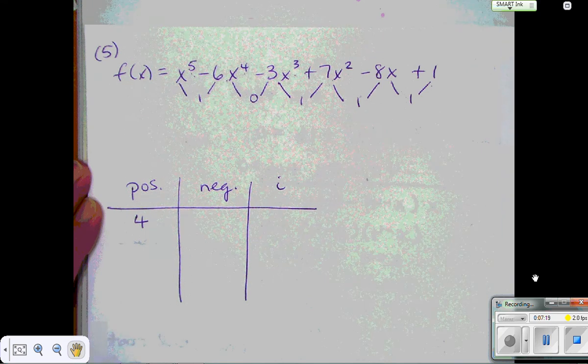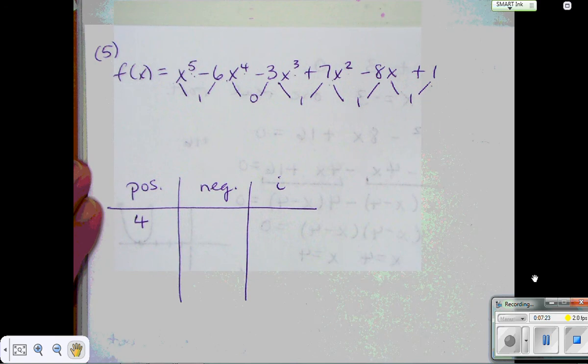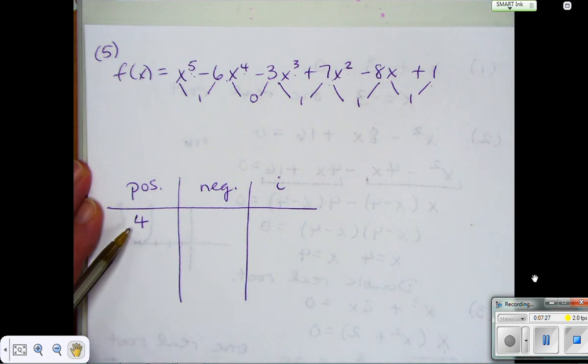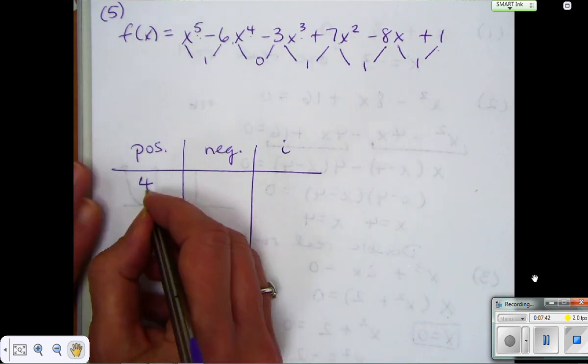Okay, so then the rule is that I take the biggest number that it could be and decrease it by 2's until I get to either 1 or 0. If this starts out as an odd number, it's going to stop at 1. If it starts out as an even number, it's going to stop at 0. So that means that I could have 4 positive zeros, I could have 2 positive zeros, I could have 0 positive zeros.